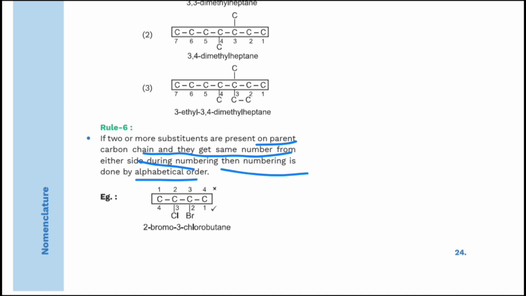As B comes before C, so we will start numbering from this side. So bromo gets the lowest possible number first, and chlorine gets the next possible number. Okay, so this is 2-bromo-3-chlorobutane.